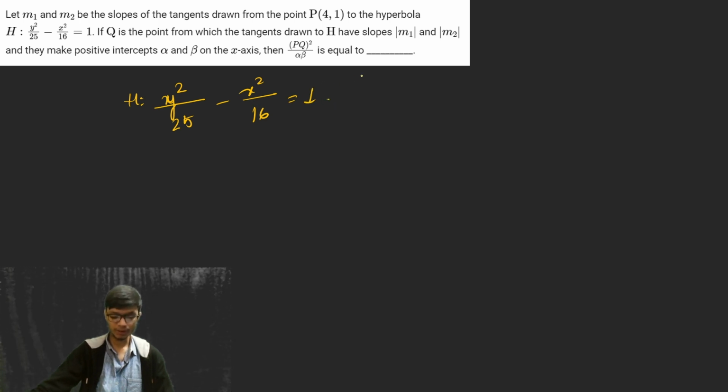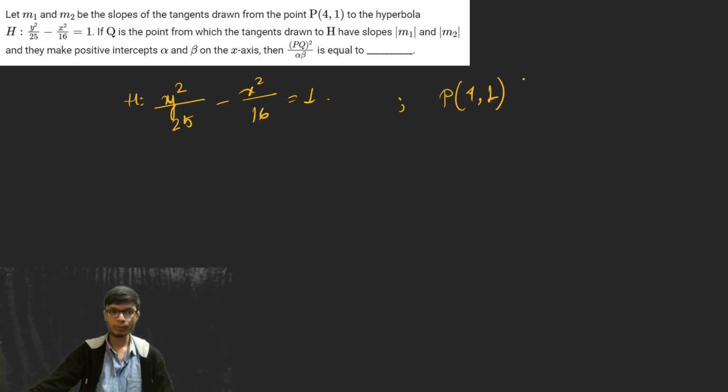Okay, so this is basically the equation of the hyperbola. Now it is said that from point P, let m1 and m2 be the slopes of the tangents drawn from point P. So P is the point (4, 1). From point P, two tangents are drawn to the hyperbola.